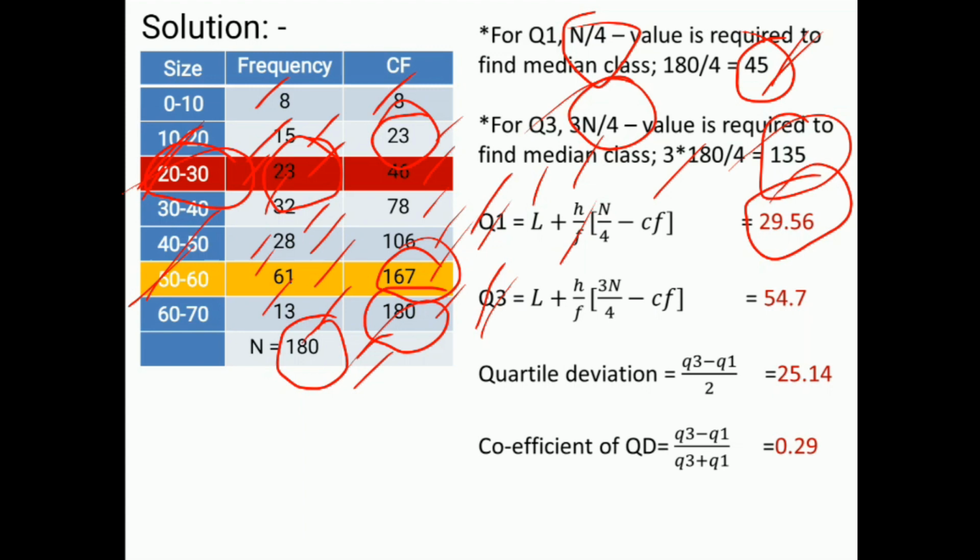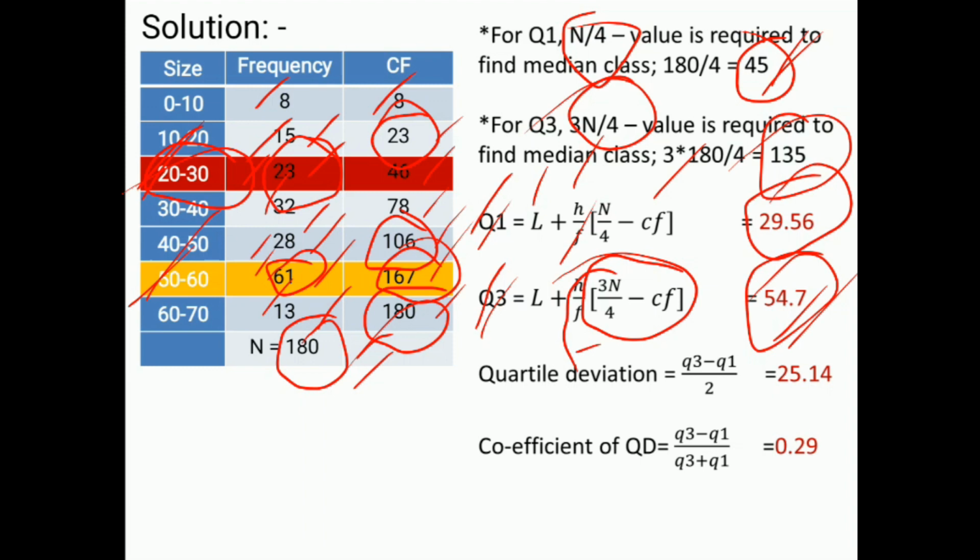From this Q3 class, we will take values and apply them in the formula to get the answer of 54.7. Once again, I'll repeat: L is 50 here, h is 10, frequency is 61, 3n by 4 is 135, and CF is the preceding value, that is 106. Apply these values, simplify this part first and add the complete value with L, you will get 54.7. Just try and check with the answer whether it's right or wrong.